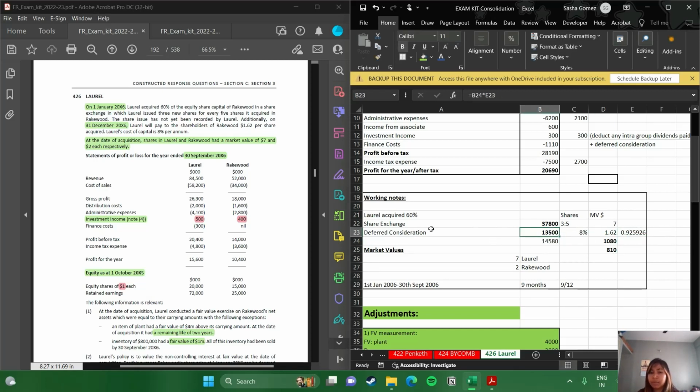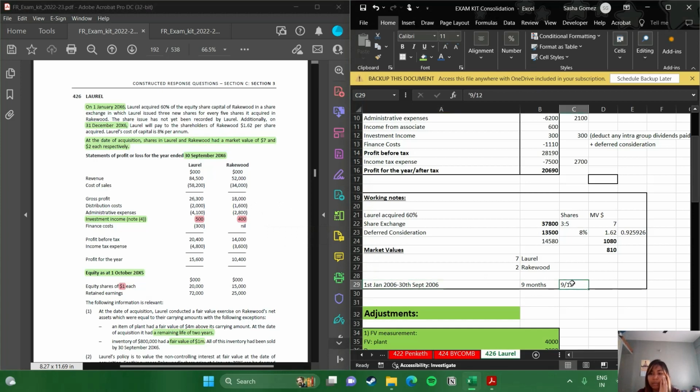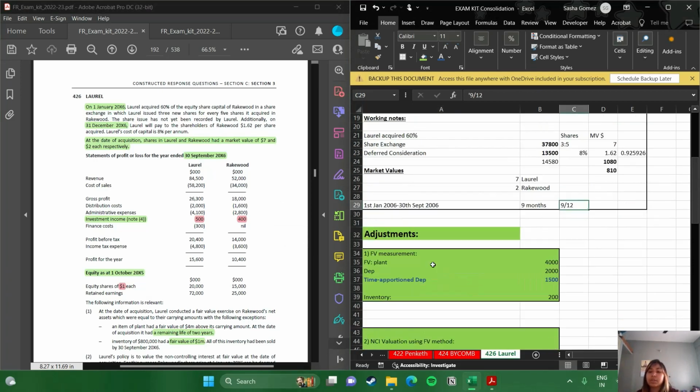So now you've already calculated this. This will be used for your cost of investment to calculate your goodwill. So we got that out of the way. Then these are the market values in the question. This is just for reference to remember that you have to time apportion everything. We acquired the company on 1st Jan 2006, and the reporting date here, for the statement of profit or loss for the year ended, is 30th September. So that's 9 months, so 9 divided by 12 for all your calculations.